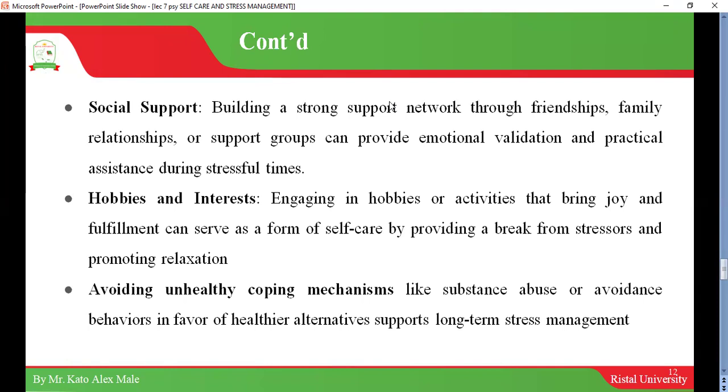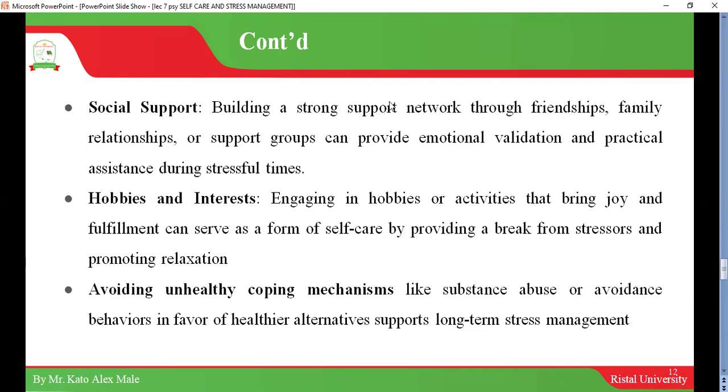The other one is social support as another strategy under self-care. Building a strong social network through friendships, family relationships, or support groups can provide emotional validation and practical assistance during stressful times. Remember, these are the individuals that you're going to reach out to for any stressor that comes your way.